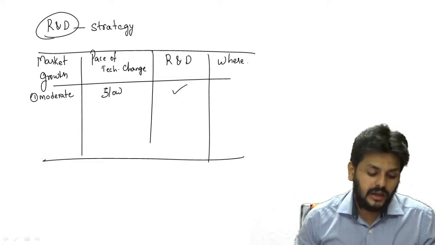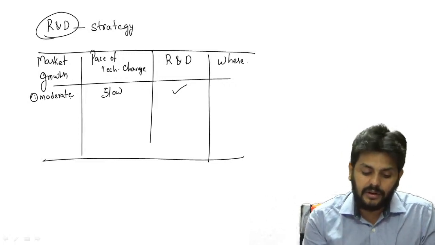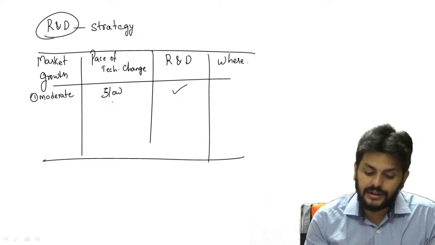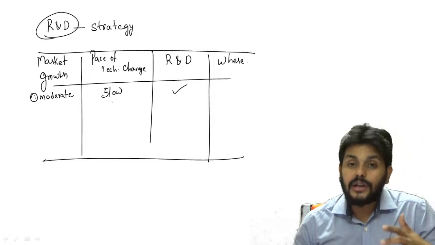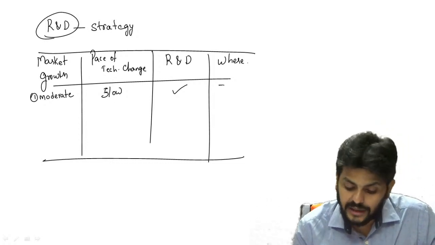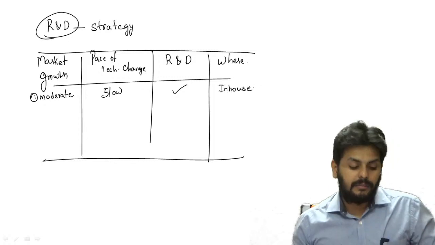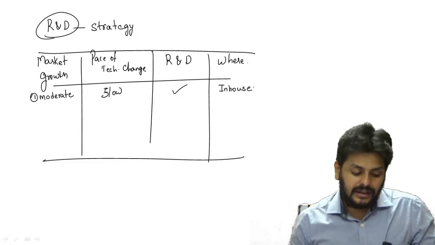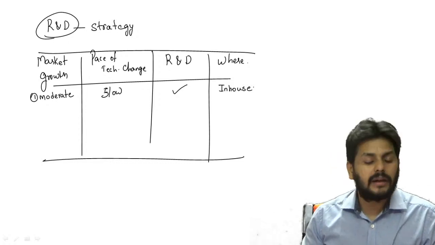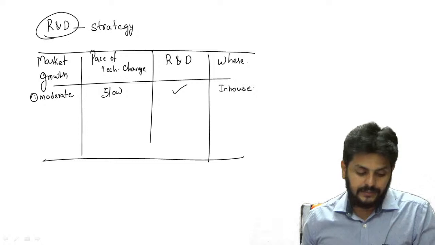Okay, so when you are talking about market growth rate being moderate and technological change being slow, you can do the R&D, and you can do the R&D in-house. Now what do you mean by doing R&D in-house? That is, you develop your own team and get going with the R&D, right?